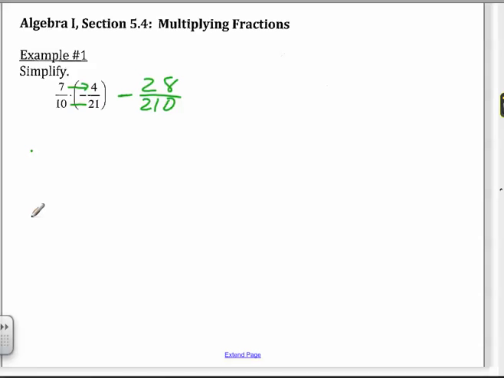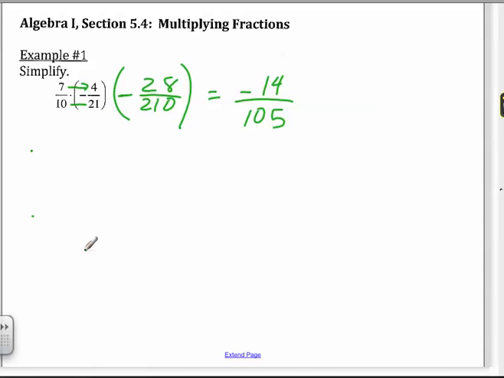We'll see. Divide both by 2. Okay, I could divide both by 2, and that's going to give negative 14 over 105. Okay, is there anything else? Anything else? No? I think there is. You may not see it.